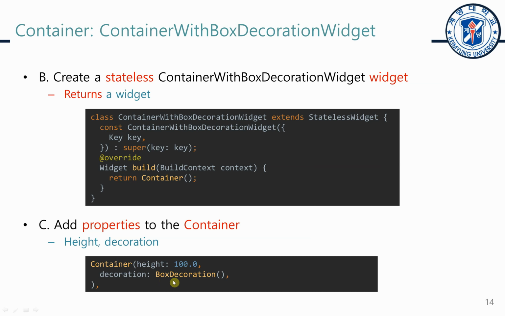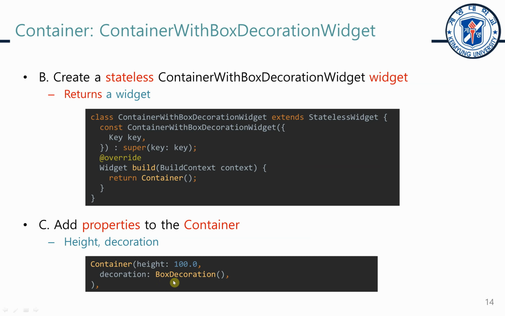And then what I can do is use a key. So I can say key, and then give the super, that means the stateless widget, super key. We'll discuss this later on, so don't worry about it right now. Okay, so I finished creating my constructor. Now instead of returning null, what I want is for it to return a container.